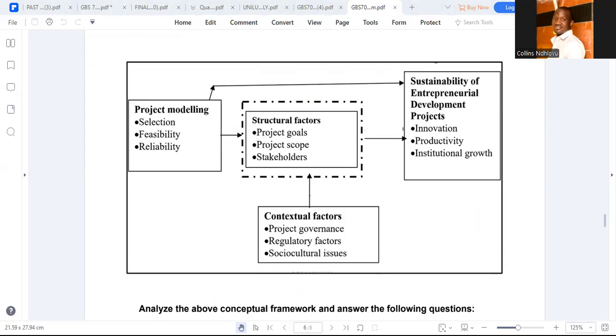It was a complex model, but I'm trying to simplify it. Innovation could be an independent variable. In the diagram here, which ones are independent variables? We have the project modeling, the structural factors, and the contextual factors. All these are our independent variables. These are the factors that influence the outcome. So our outcome here is the sustainability of the entrepreneurial project. Everything is pointing to this. So these are independent variables, and this is a dependent variable.